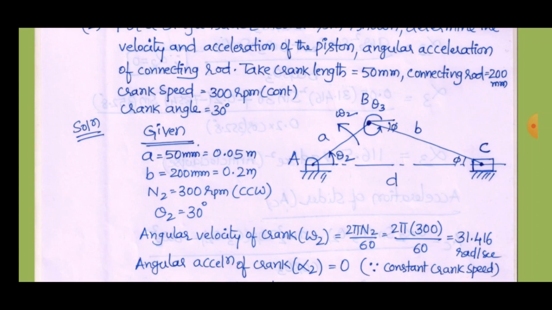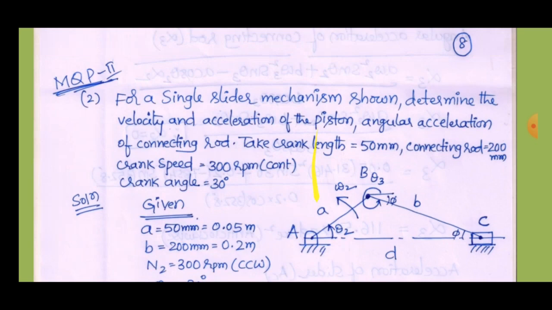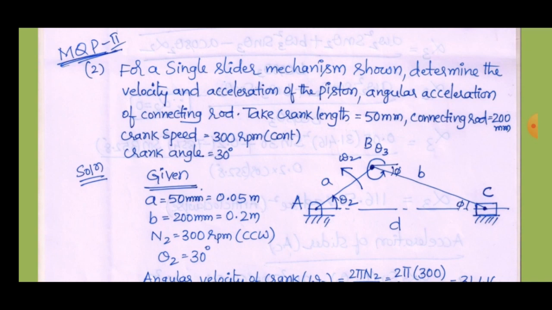So here the crank speed, that is N2, is equal to 300 rpm, and the crank angle is given, that is theta 2, which is equal to 30 degrees. Now what is actually being asked: determine the velocity and acceleration of the piston. The velocity of the piston or the slider, one and the same, is Vc. The acceleration of the piston or slider is AC. Vc and AC are to be calculated.